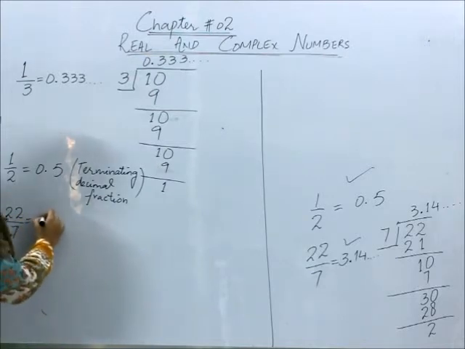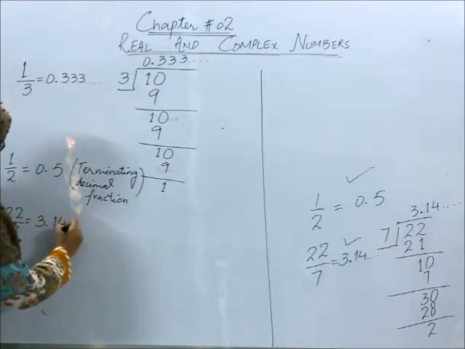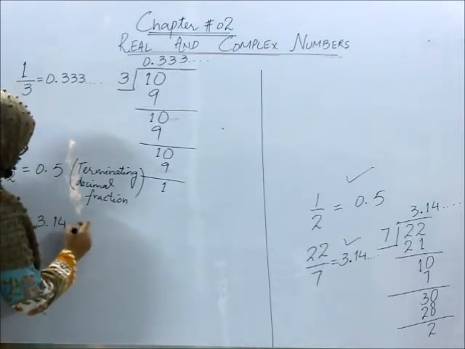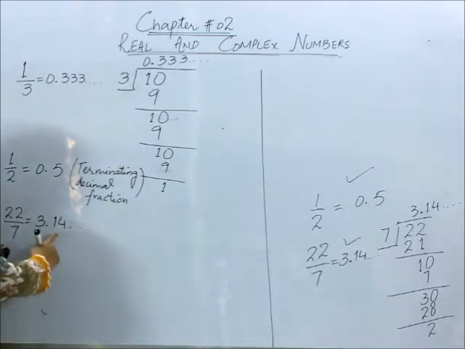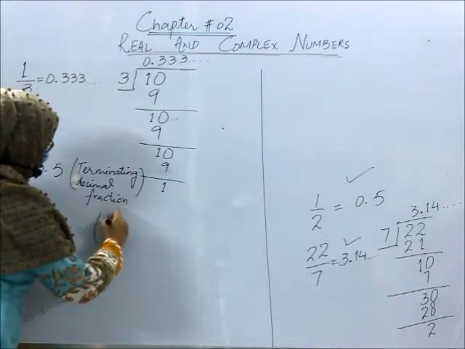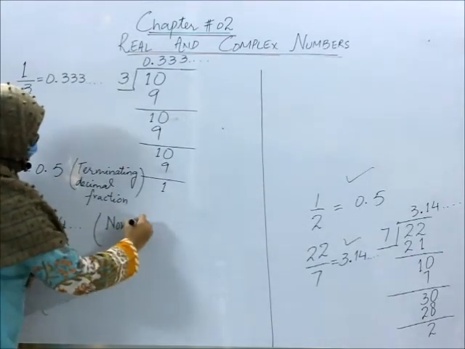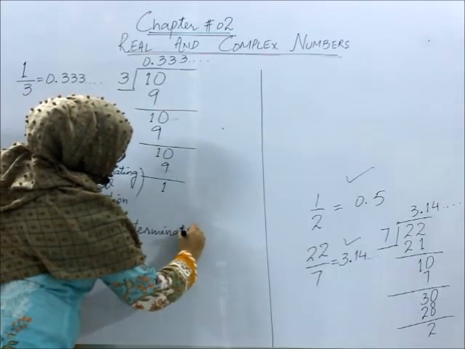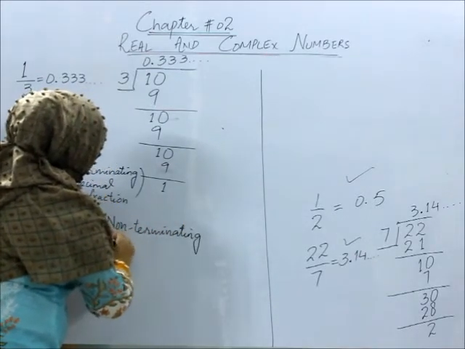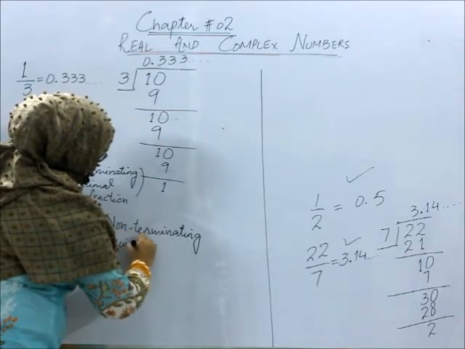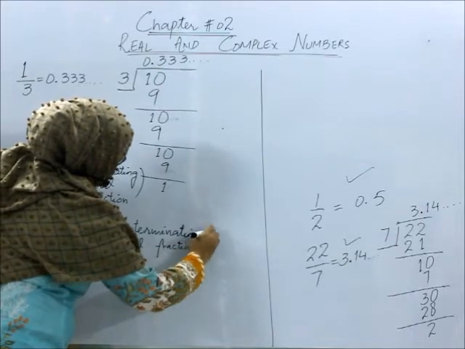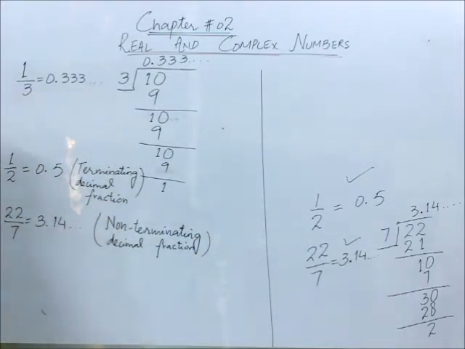Our answer over here is 3.14, and as the division was not stopped, it is 3.14... It means it is a non-terminating decimal fraction. So what does it mean by non-terminating decimal fraction? It is one in which the number of digits after the decimal point will not stop.